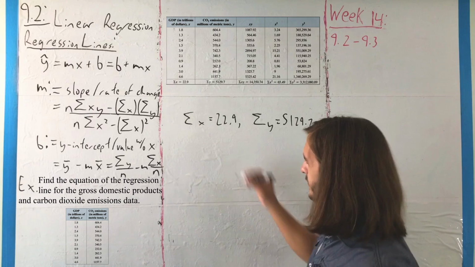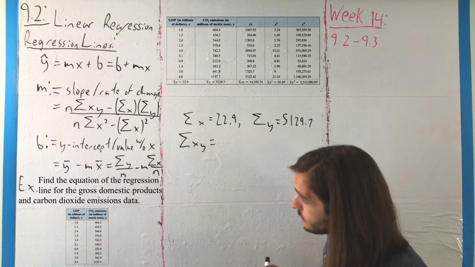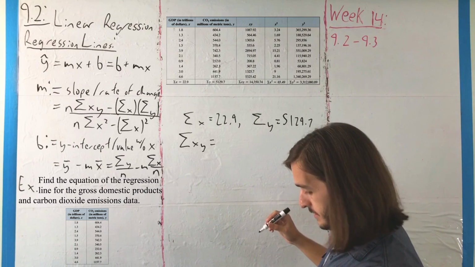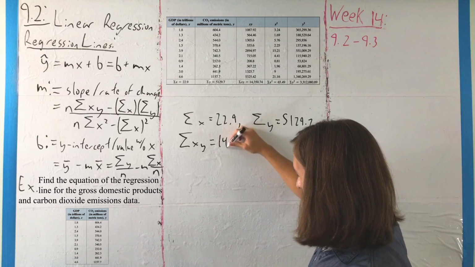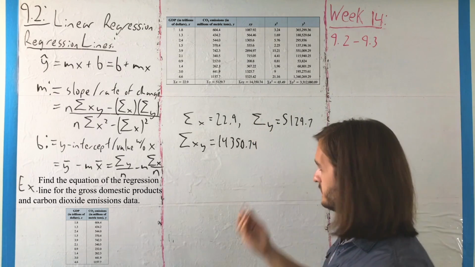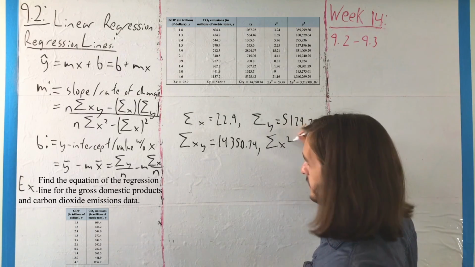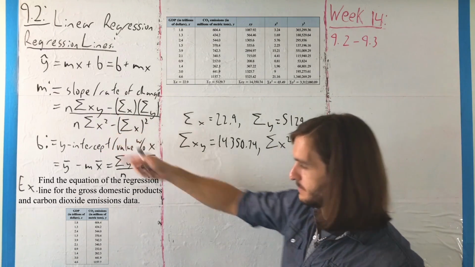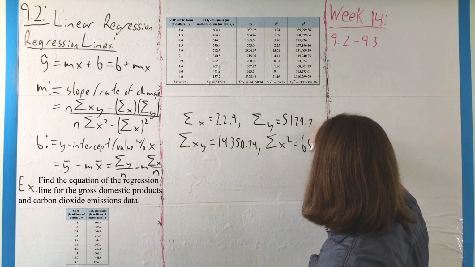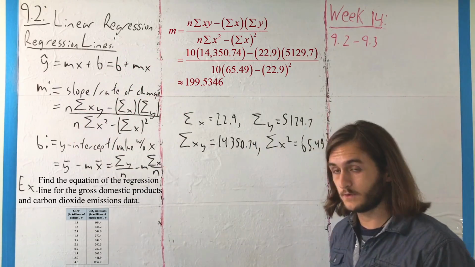That's quite a lot. Then we do the more involved work with the sum of products, sum x, y, and for that we will end up getting 14,350.74, and it doesn't really have units in this case. And then finally we need the sum over x squared, so we need to find that piece, that piece, that piece, that piece to get m. We're going to end up with here 65.49.